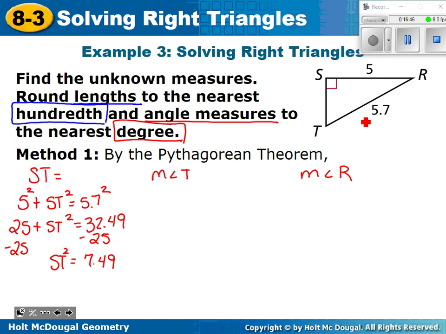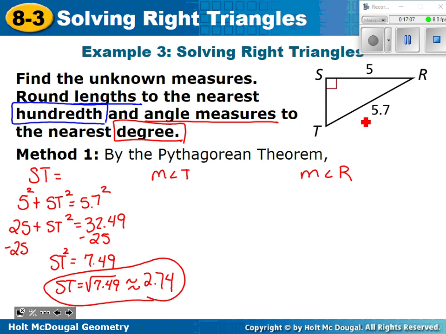And then we're going to take the square root. So ST is equal to the square root of 7.49. And we plug that into our calculator and round to the nearest hundredth. 2.74. And our units, do they give us any? No. So we would just circle that. ST is equal to approximately 2.74. Okay, so just using our Pythagorean theorem.